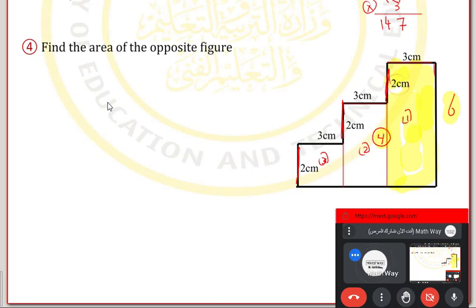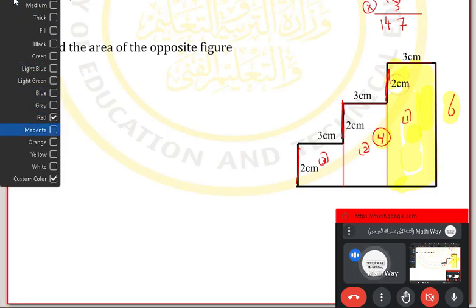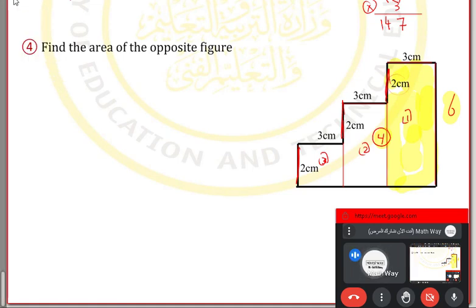This side is 6. Let's color it with another color. With this color, for example, this is 6 and this is 4. And this is 2, of course. It's equal to this side. So this is 2, and this is 4, and this is 6.